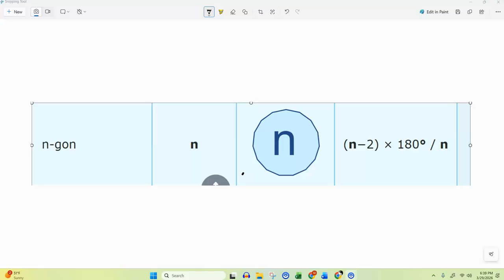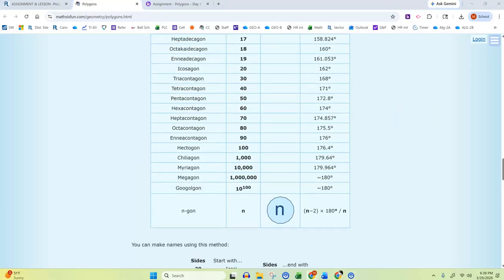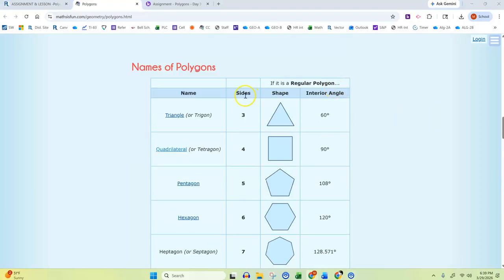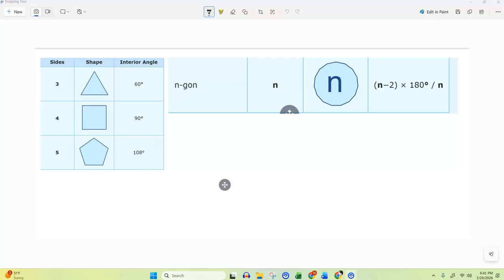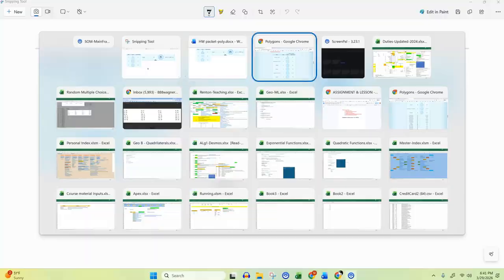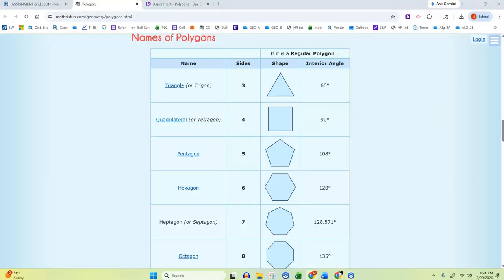So I got this from the website, and I'll show you where I got it. Basically, this table right here is showing you different figures, the name, the number of sides, the shape, the interior angle. And again, this is just one angle. Remember, a triangle has 180 degrees total. And a square has 4 sides. Each angle is 90, or 4 angles, I should say. So together, the total is 360.